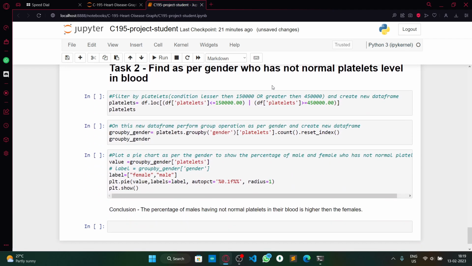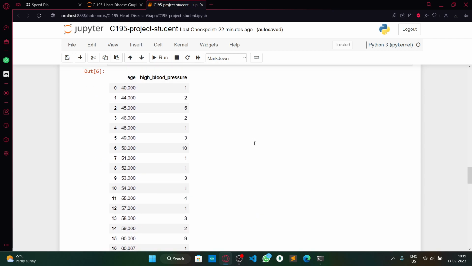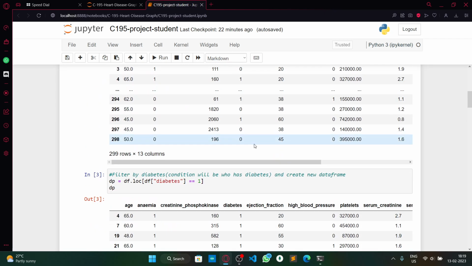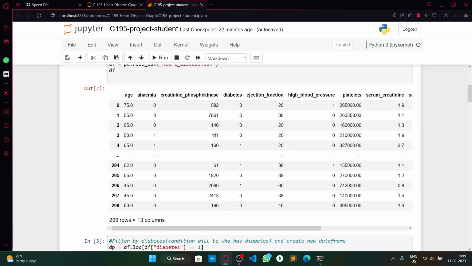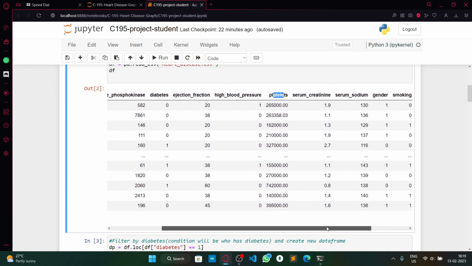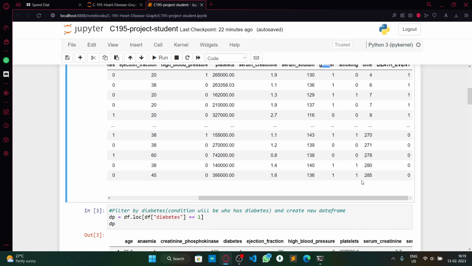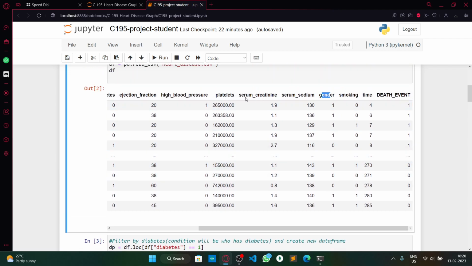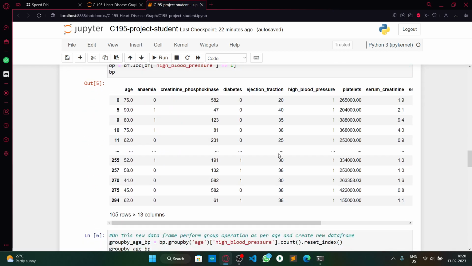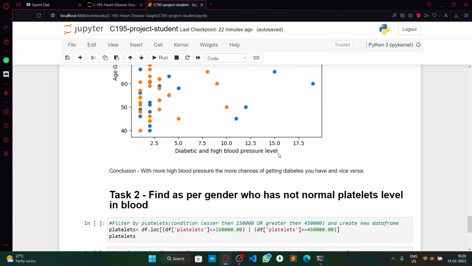So let's go and we are going to find, as per the gender, who has normal platelet level. So here we are having gender and platelet level also. Okay, where is that? Yeah. So you have age and platelets. This is what we are going to think about, and the gender. So gender and platelets is what we are going to work with now. We are going to find a correlation between the gender and the platelets.